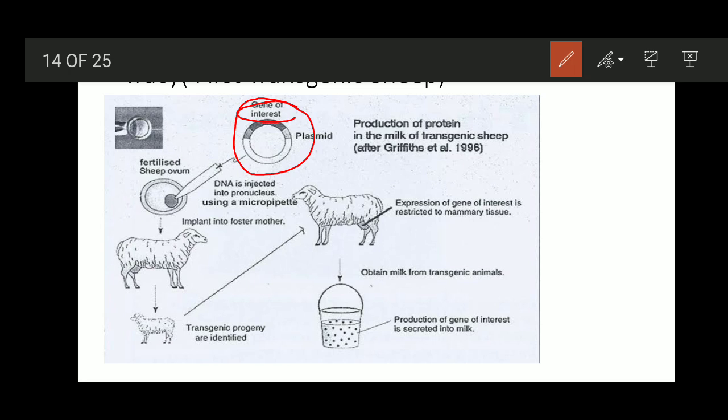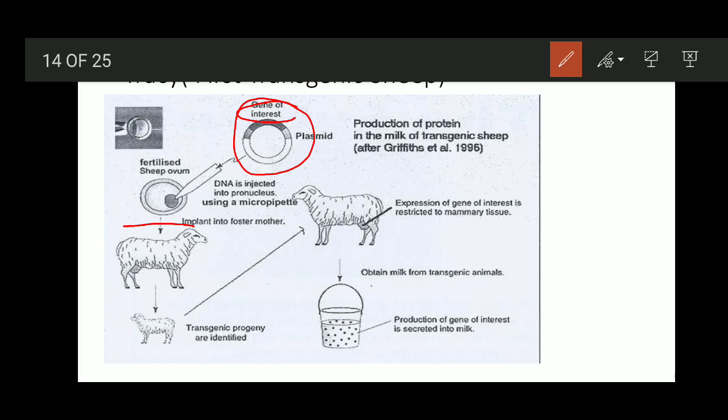Now this recombinant DNA is inserted in the fertilized sheep ovum. First the ovum is extracted from the sheep, and into this we insert the gene of interest along with the vector DNA, forming the recombinant DNA. This DNA is injected into the pronucleus using a micropipette. I have told you one method of producing a transgenic animal is DNA microinjection. So using micropipettes, we introduce this recombinant DNA into the nucleus of the sheep ovum.